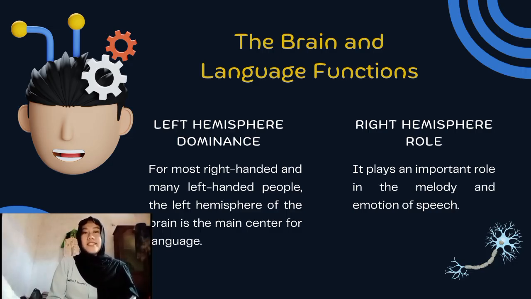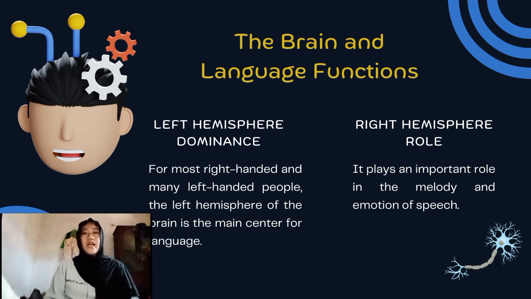The next material is the brain and language function. The first is left hemisphere dominance. For most right-handed and many left-handed people, the left hemisphere of the brain is the main center for language. It manages speech production, like how we speak, grammar, like the structure of sentences, and comprehension, like understanding words. For example, when someone answers a question correctly, their left hemisphere processes both the understanding of the question and the formation of the answer.